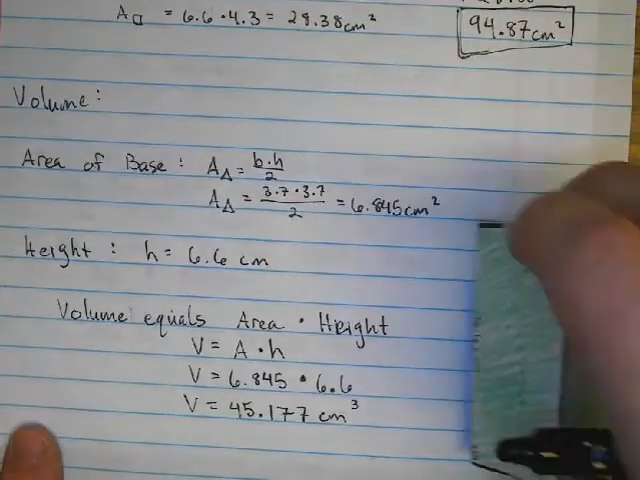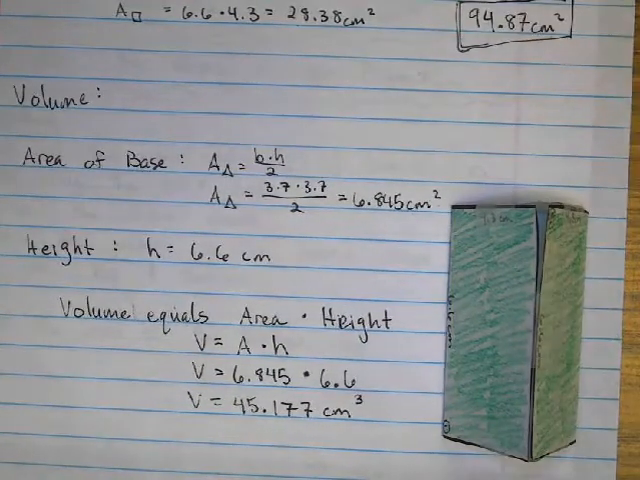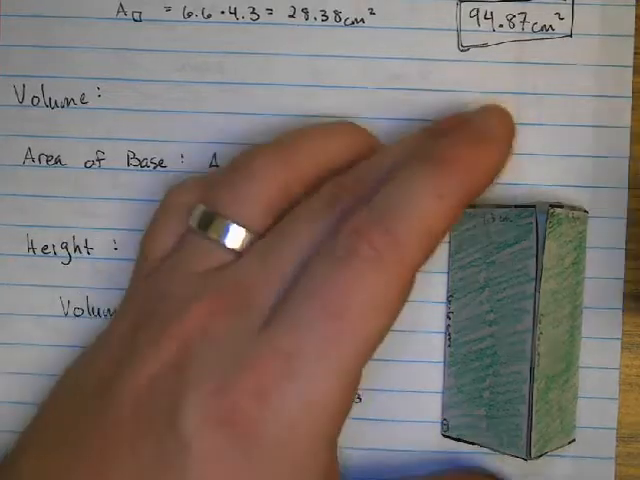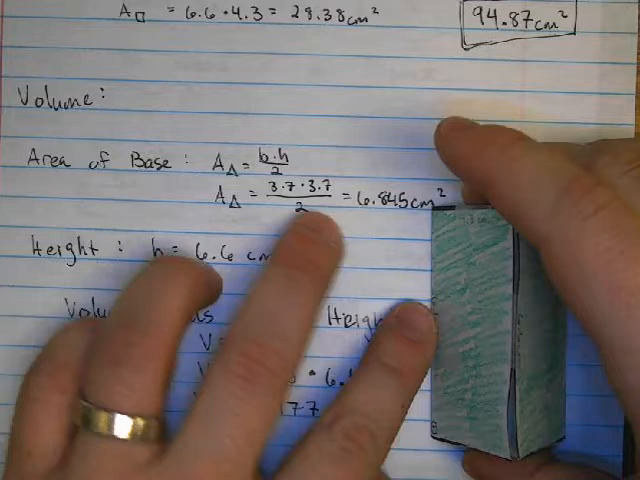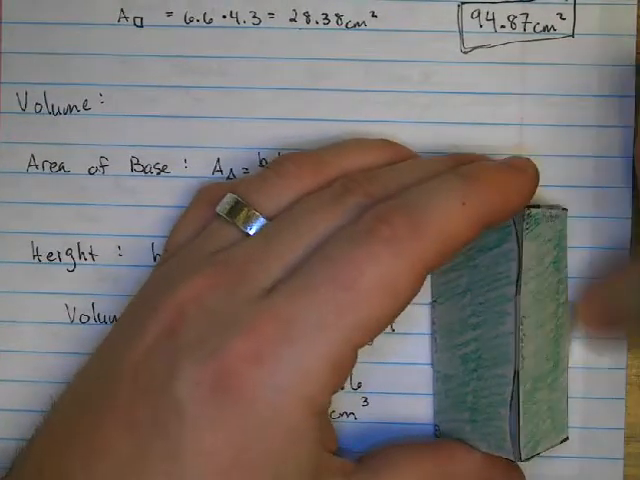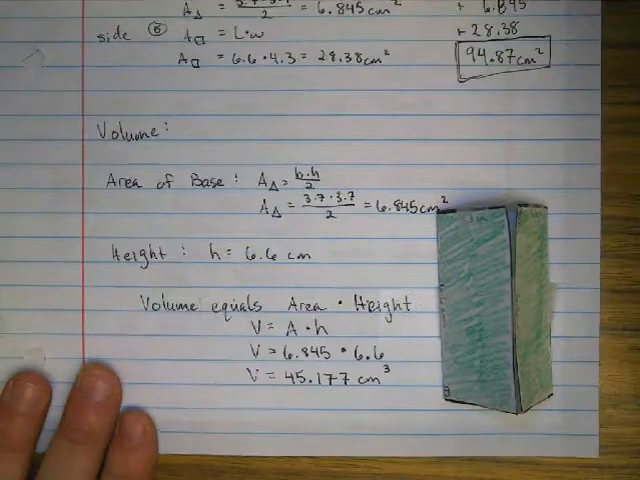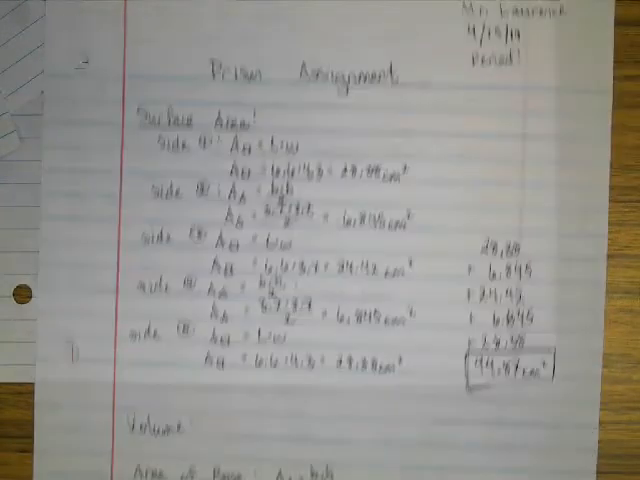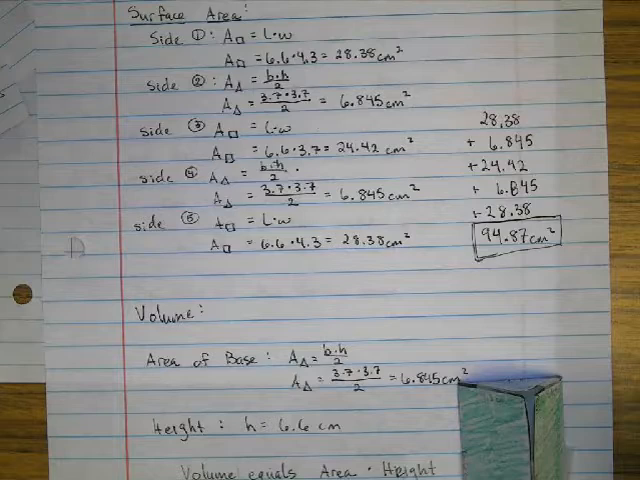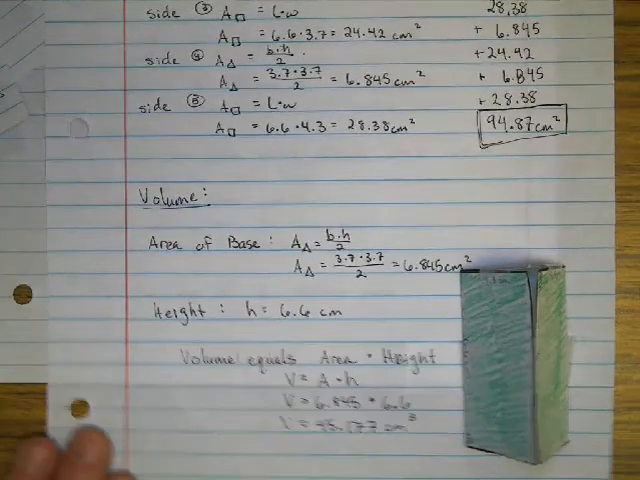And the last thing I want you to do is tape your prism like so to the page so you can turn in your work with the prism that you created. So I'm just taping the prism to the page right now. Like that. And now we have our completed assignment. Our prism assignment is completed with our heading, showing all our work, finding the surface area, and then we found the volume, and then we taped our prism to it.